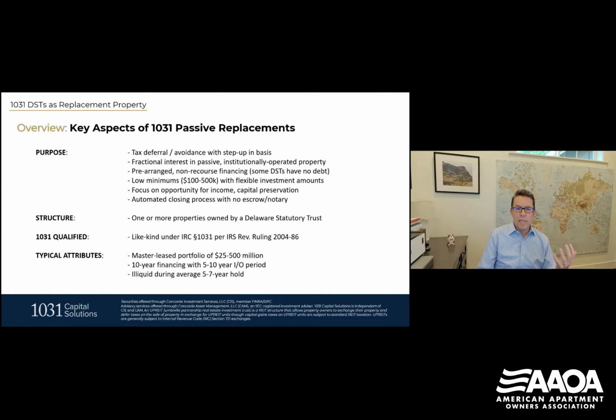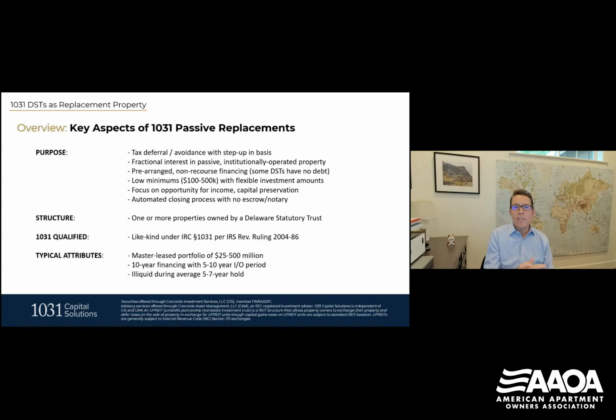The structure of the initial 1031 investment is a fractional ownership in one or more properties held directly by a Delaware Statutory Trust. In other words, when you invest in a DST, economically and for tax purposes, you are a fractional owner of the real estate held in the trust, but without the legal liability, because the legal title to the property is held by a trust formed in the state of Delaware. The investment is qualified as like-kind replacement property under Internal Revenue Code Section 1031 per IRS Revenue Ruling 2004-86.